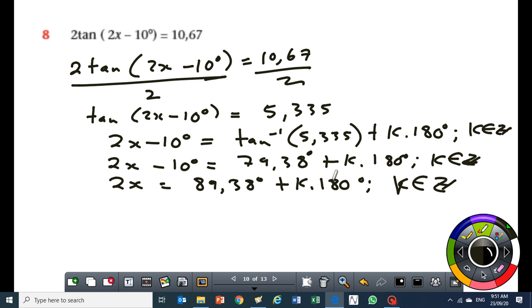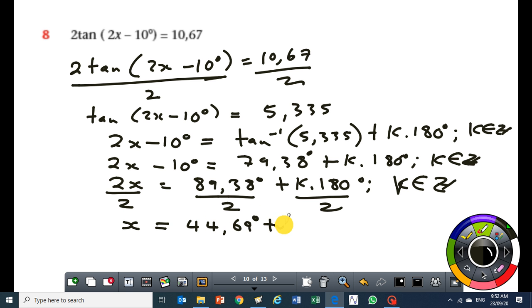All right. Okay. So let's make x the subject. Divide both sides by 2. Divide the reference angle by 2. We divide the k times 180 by 2. So we end up getting x equal to 44.69 plus k times 90 degrees. Don't get surprised that we are getting k times 90. It is unique to this question. You can get even smaller angles here, depending on the question. As long as you're doing everything properly, then it's fine. So this is the general solution.